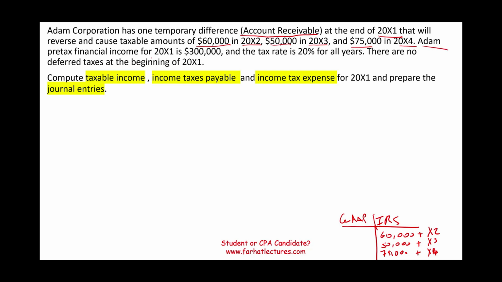Adam pre-tax financial income for 20X1 is $300,000. So as far as GAAP is concerned, in X1, we do have this account receivable of $190,000. That's part of our revenue. And as a result, our pre-tax financial income is $300,000. The tax rate is 20% for this year and all years. There are no deferred taxes beginning 20X1.